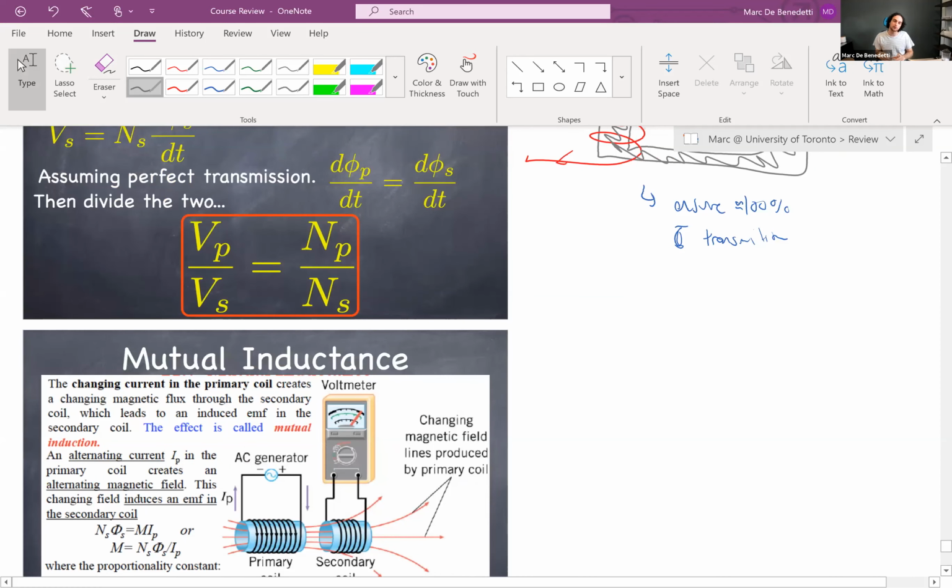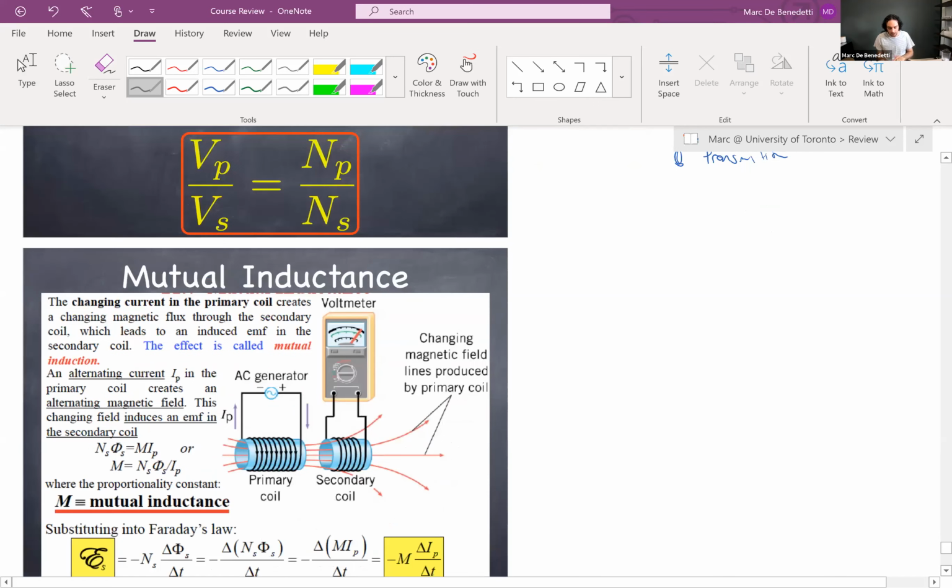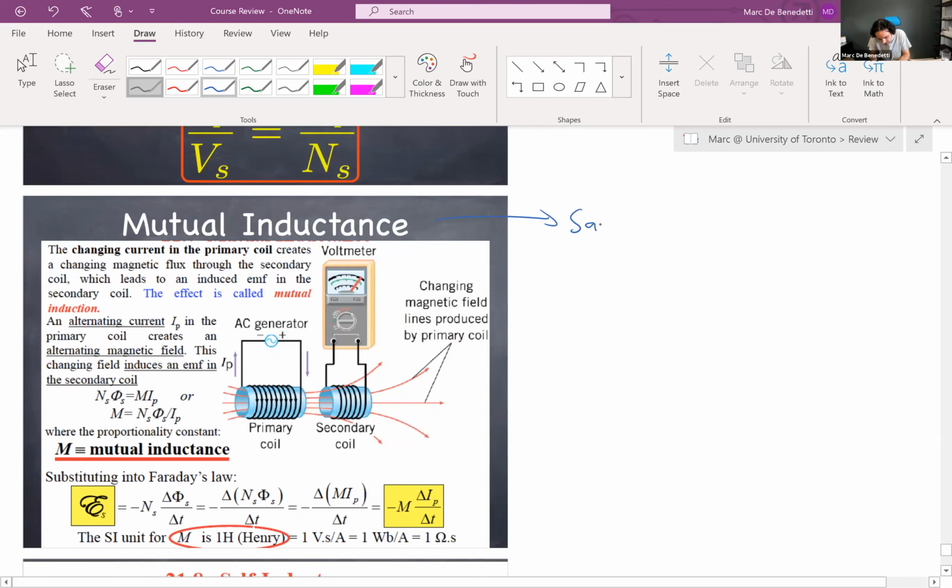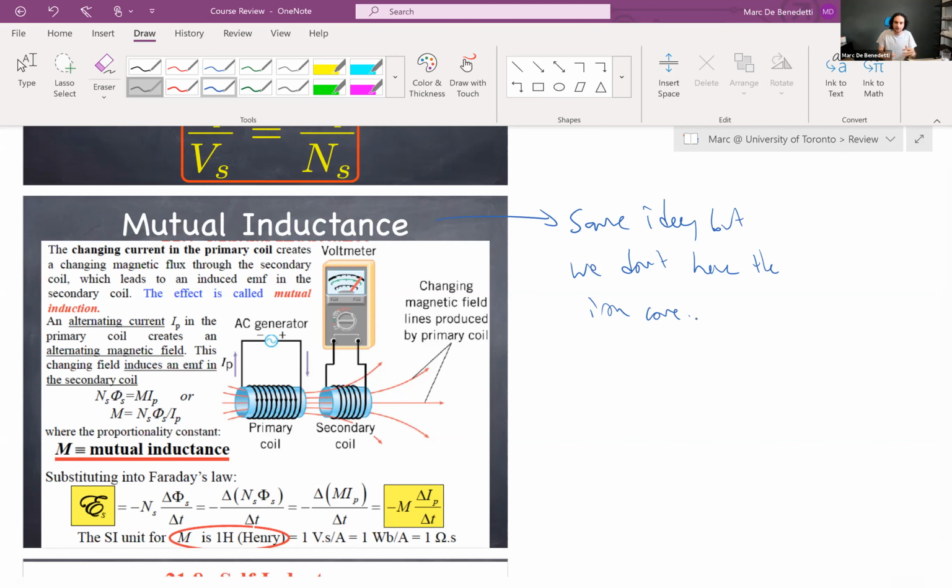Mutual inductance is sort of an unidealized case of a step up or step down transformer. Here with mutual inductance, it's the same idea, but we don't have the iron core. So the changing flux that the primary causes is not necessarily perfectly felt by the secondary. This is where you have less than 100% flux transmission.